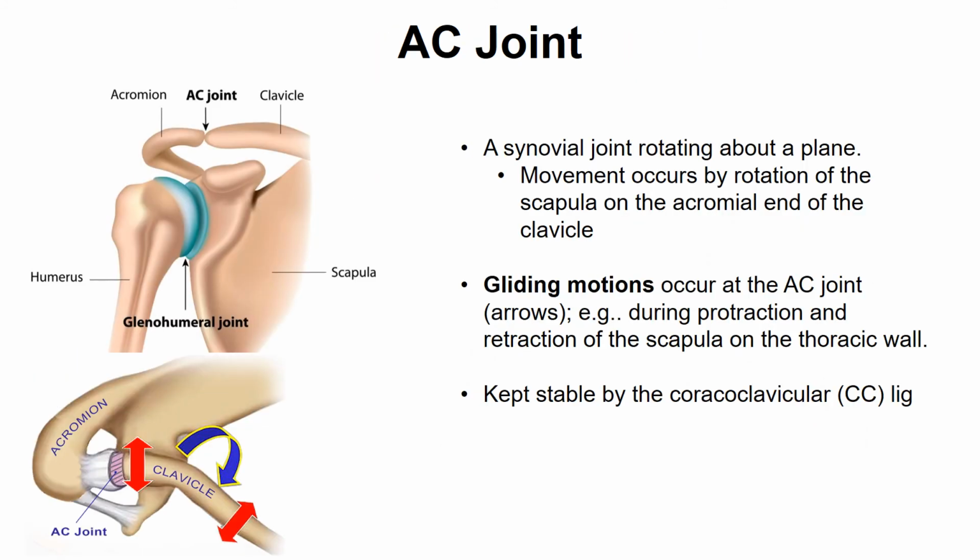Next, we have the AC joint or the acromioclavicular joint. So this is between the acromion and the clavicle. This is again another synovial joint that allows for rotation, particularly again that clavicle moving with the acromion when the scapula moves. Most of these motions are gliding motions. A little bit of rotation can happen, but mostly gliding. And then this joint is actually kept stable by the coracoclavicular ligament.